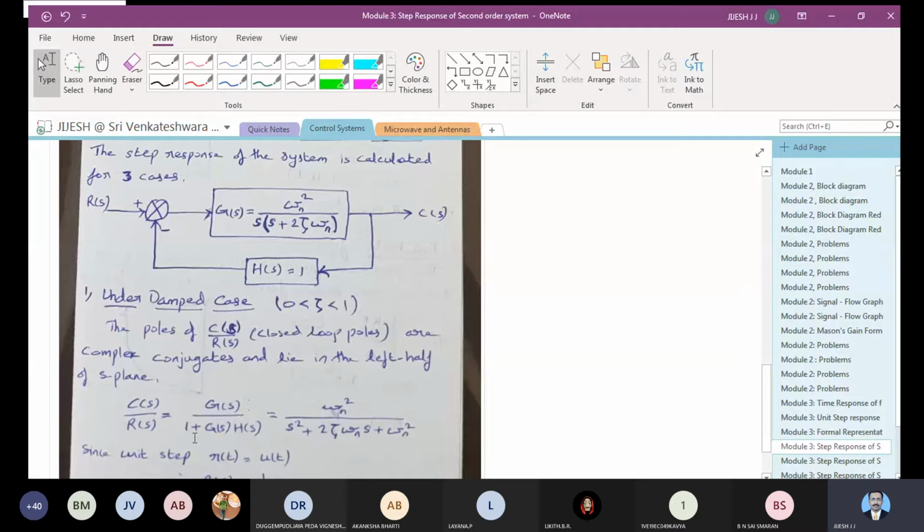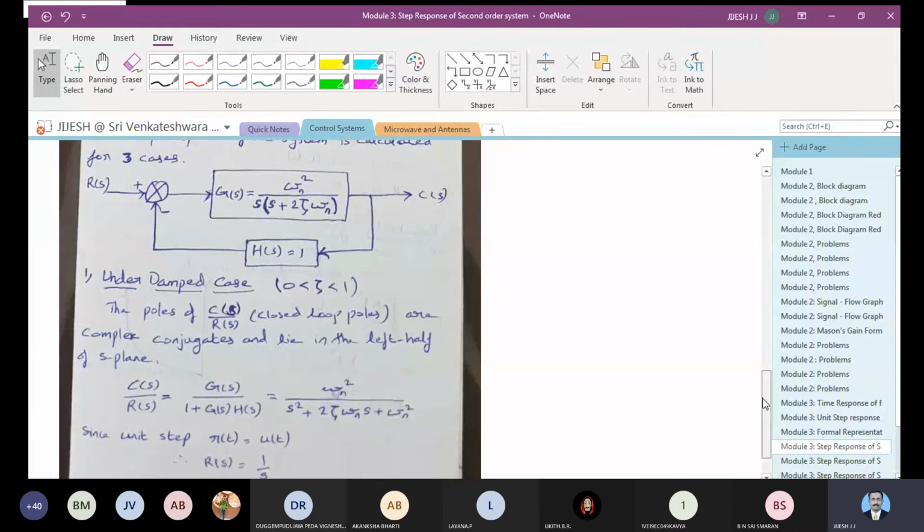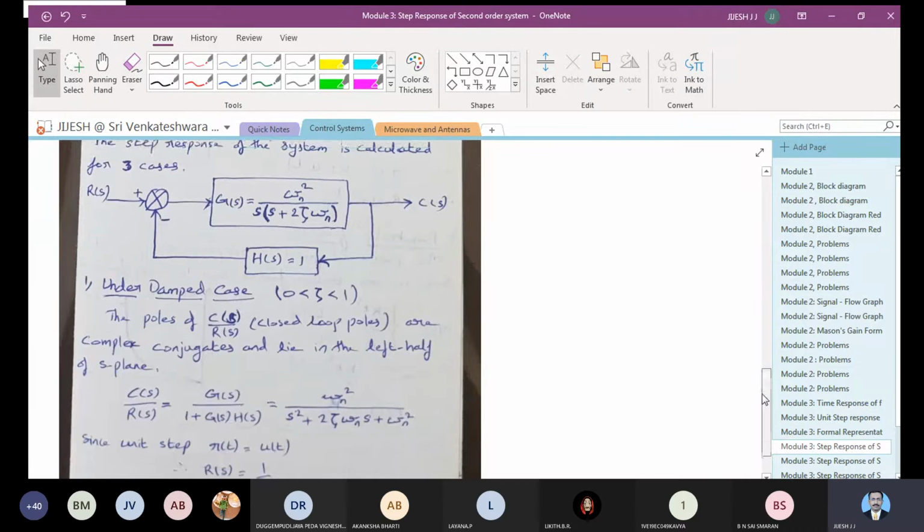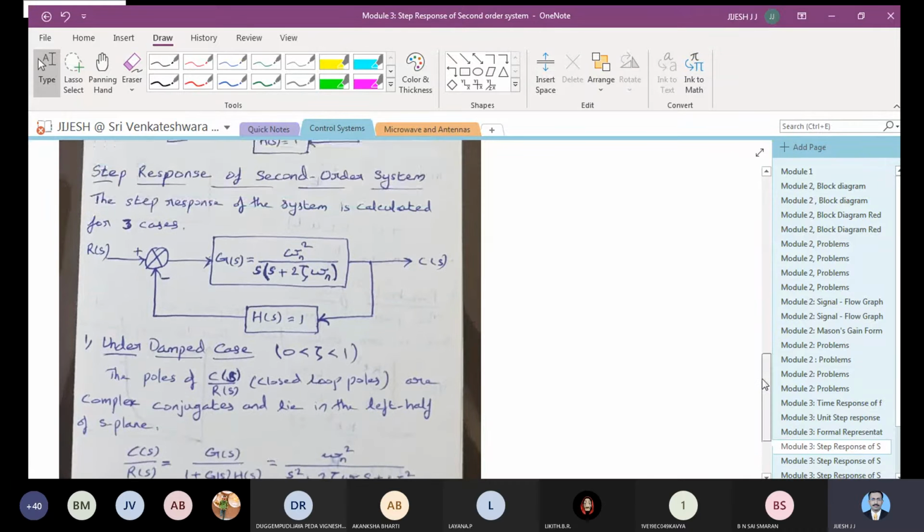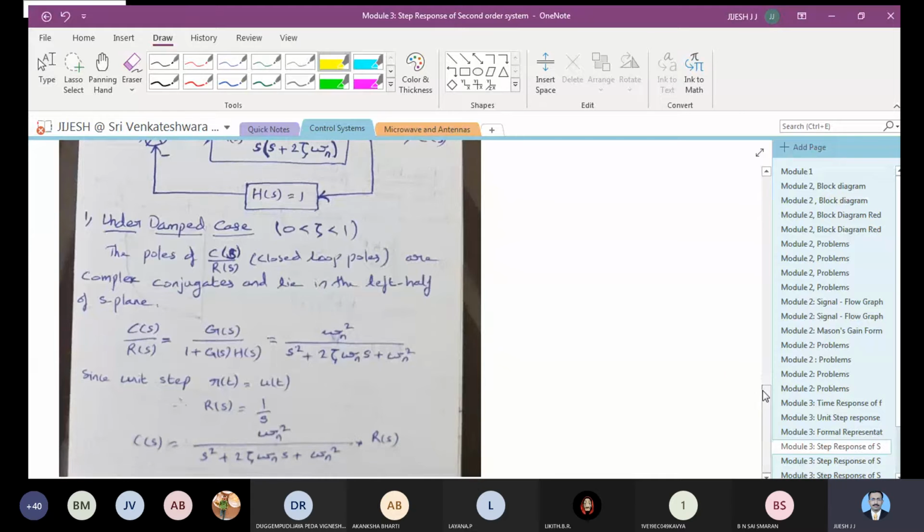So you all have studied the step function. Here it is already clearly mentioned that you're going to see the step response. When you have the step response, you know the equation for it: R of t is equal to U of t. This we have studied here. Step response, R of t is equal to U of t.